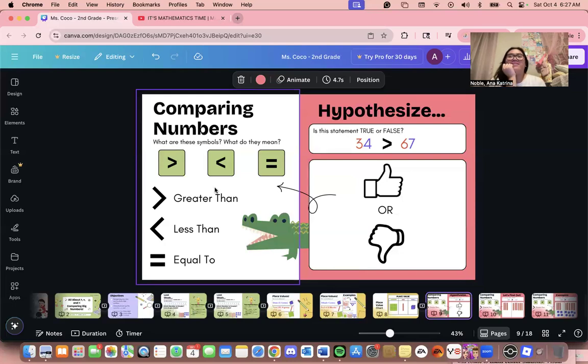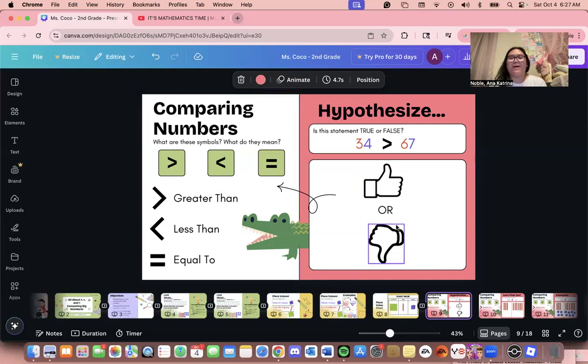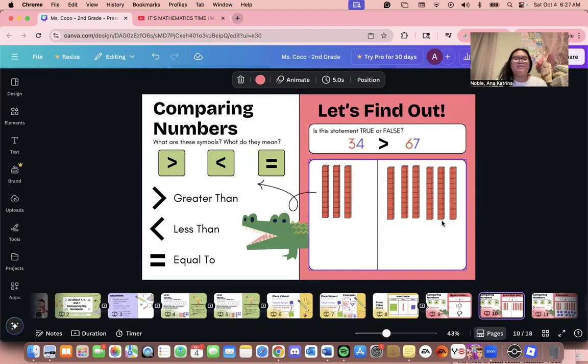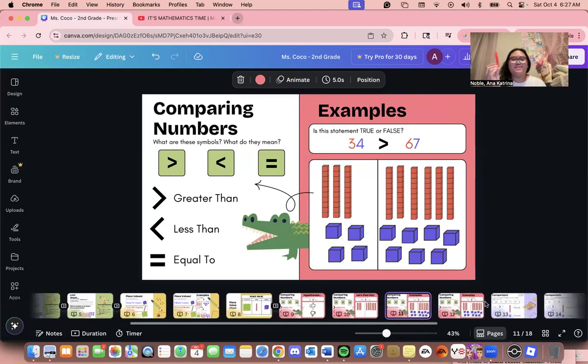I'm seeing a lot of mixed answers, and I love that. Let's get into why it might be true or false. I'm using my tens and my ones block here. We have our tens and our ones. In 34, there's 3 of these 10 blocks and 4 of these ones, whereas in 67, we have 6 of these blocks and 7.